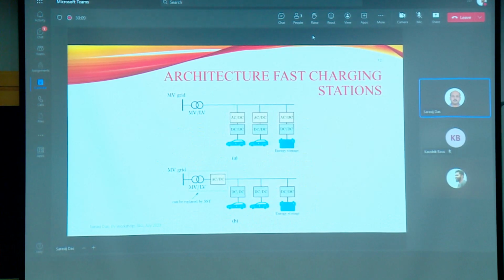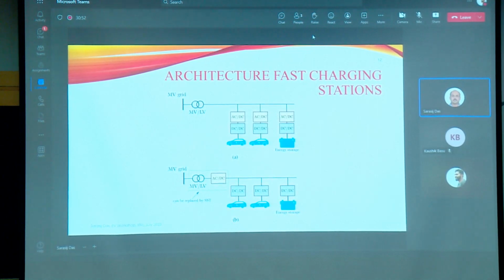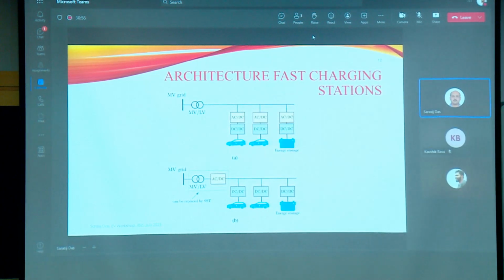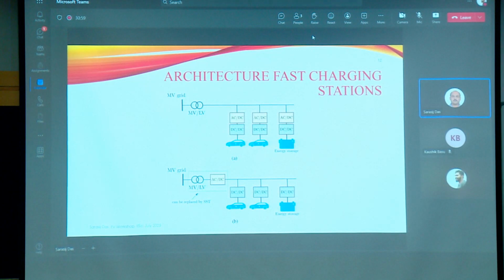Now this is a schematic diagram of two possible configurations or architectures which you can have in a fast charging station. In the first figure, you can see that I am stepping down the medium voltage to low voltage, and then I have two stage inverters, first AC to DC and then DC to DC. So your distribution system within the fast charging station is AC, and only before charging you are converting it to DC. And you obviously have energy storage to take care of scenarios when there is no grid.